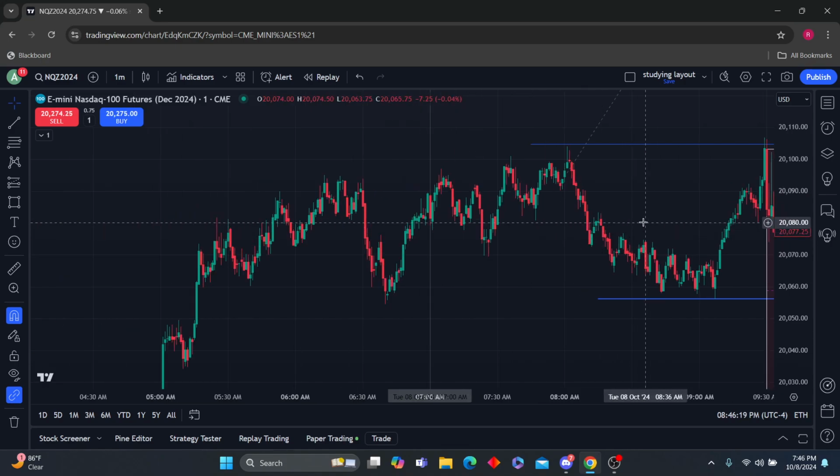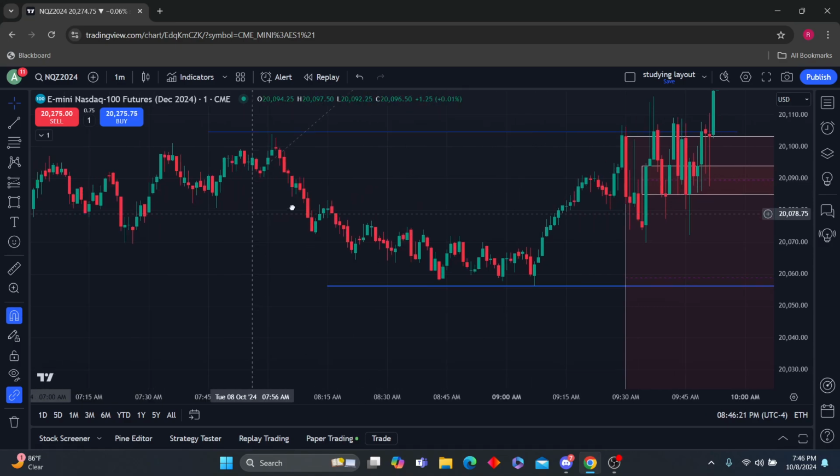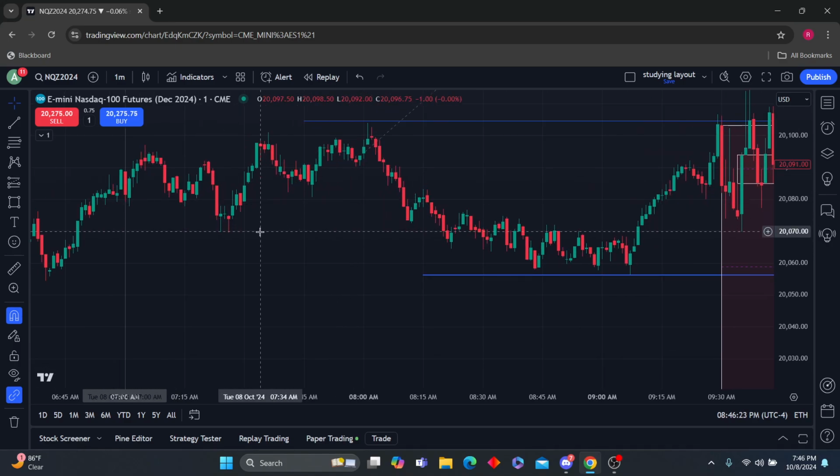Drops lower. Now this is what I mean. This is how I want to see price break through, no long wicks. Does it with displacement, or does it with power.